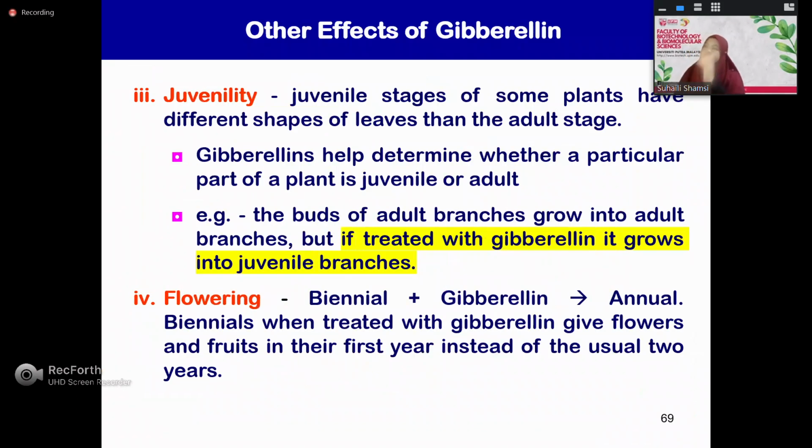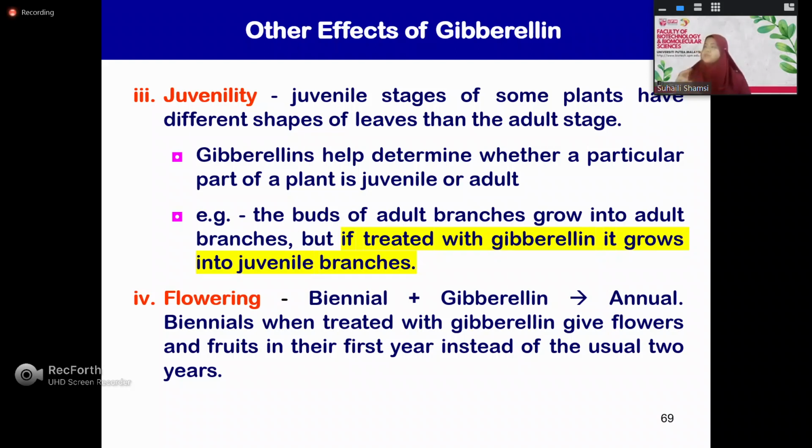Right? Other effects of gibberellin. So just now we talked about how gibberellin has effects such as extensive growth and seed dormancy, right? The other effects of gibberellic acid we know as juvenility and flowering.